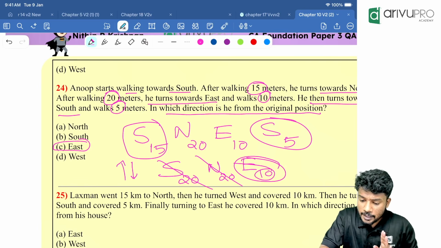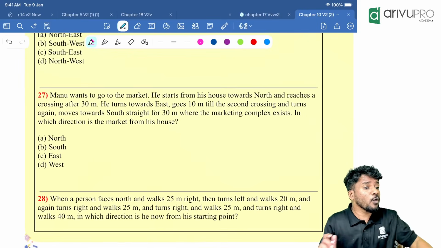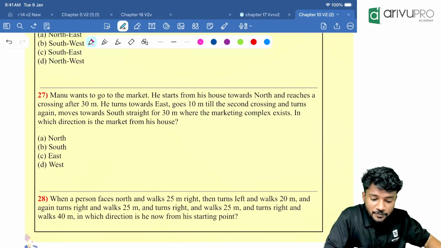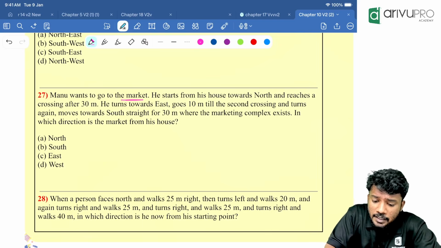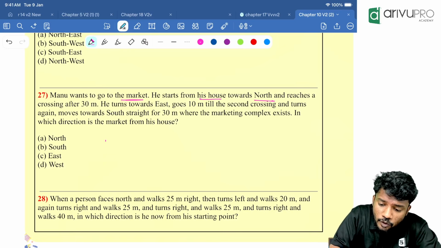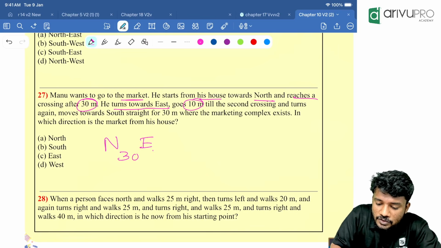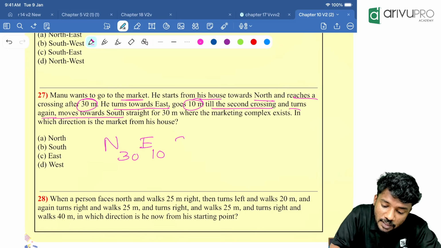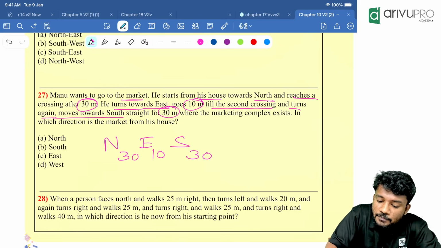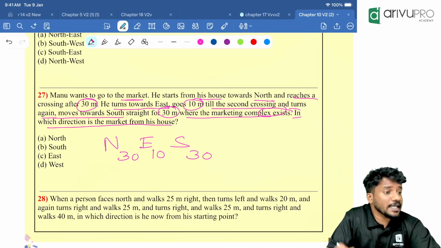Understood the method? Now, another question you want? Look at this question. Manu wants to go to a market. He starts from his house towards north, reaches a crossing point after 30 meters. He turns towards east and goes 10 meters till the second crossing and turns again, moves towards south for 30 meters where the marketing complex exists. In which direction is the market from the house?